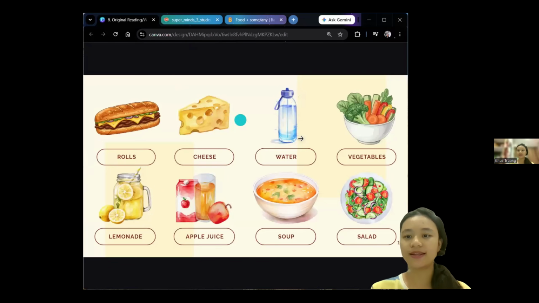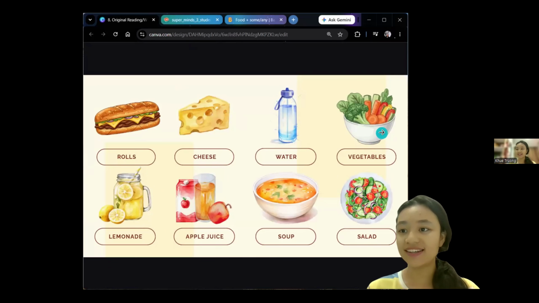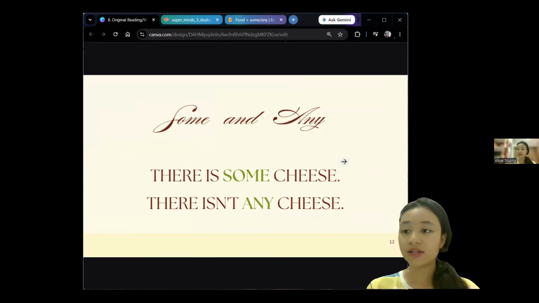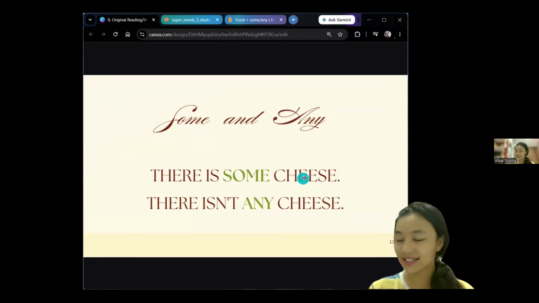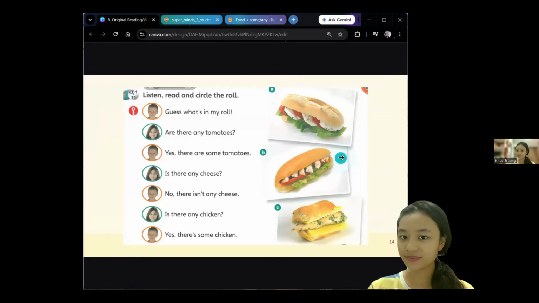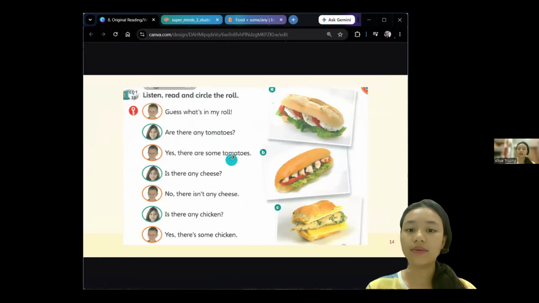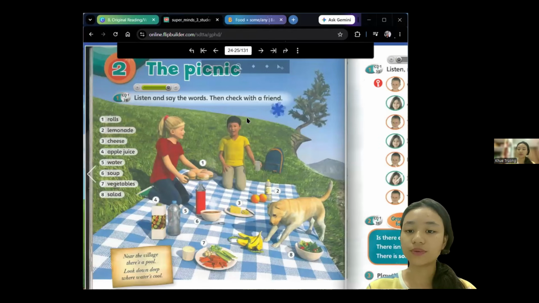Good job. Now, everyone remember already? Yes, okay. Now, we're going to move to grammar, okay? So, today we're going to study about some and any. So, I have two sentences. There is some cheese and there isn't any cheese, okay? So, with this exercise, I want you all to listen once, and then I will have some questions for you, okay?